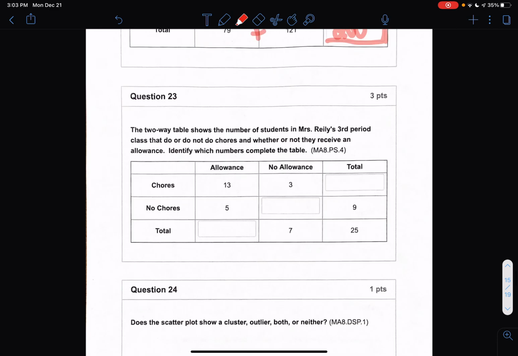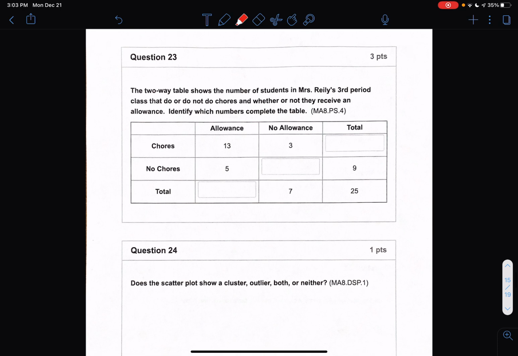Okay. Number 23. If I look at this one, they want me to figure out the two-way table shows the number of students in Mrs. Riley's third period class that do or do not do chores and whether or not they receive an allowance. Identify which numbers complete the table. So I have chores, and they want me to figure out the total amount of people that do chores.